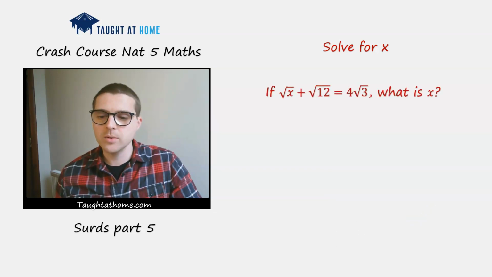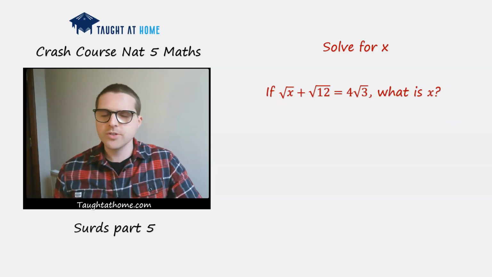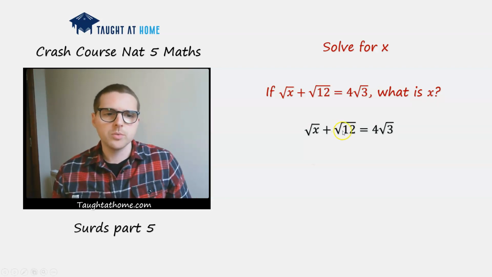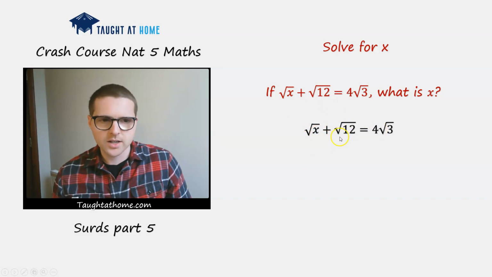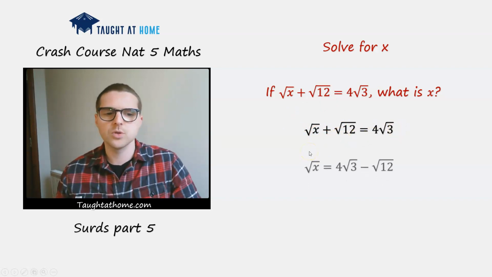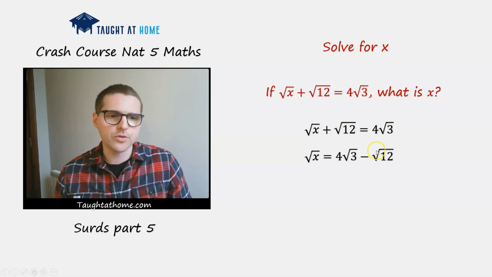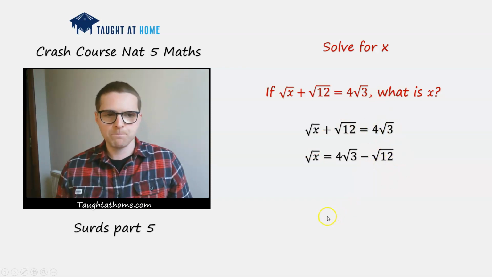Okay, a bit more tricky now. If root of x plus the root of 12 equals 4 root 3, what is x? We're going to have to do some rearranging. We want to get root of x on its own on the left hand side, and we do that by subtracting root 12 from both sides. So we've got root of x equals 4 root 3 minus root 12.